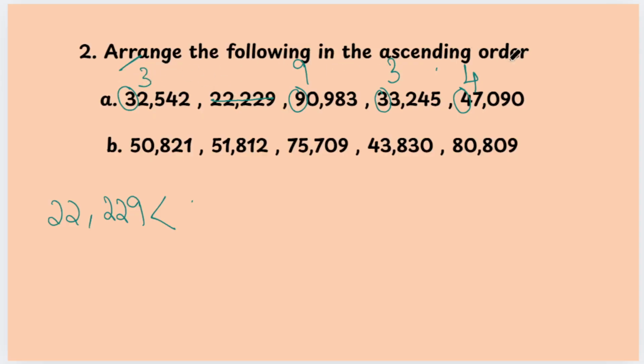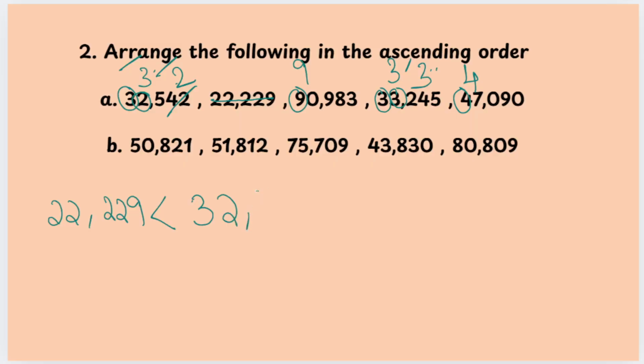Among 3, 9, 3, 4, 3, 3 is smaller. But we have two 3s. What we can do is move to the second digit. Second digit is 2. Here, second digit is 3. So among 2 and 3, which is smaller? This is smaller. Fine. So we are going to write this first.